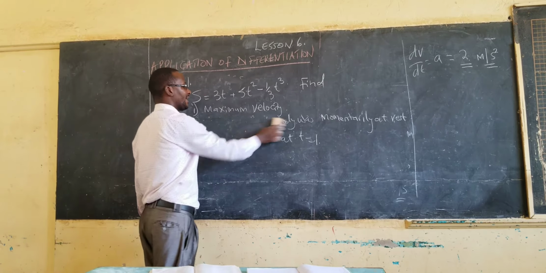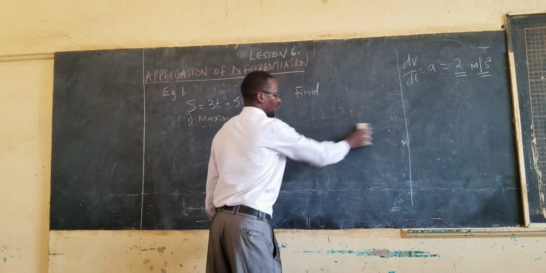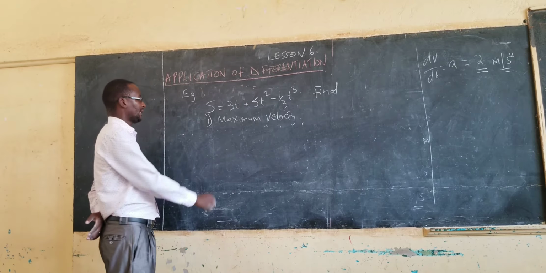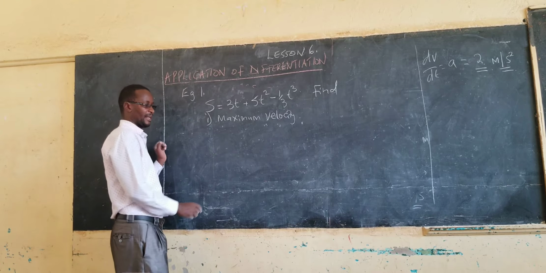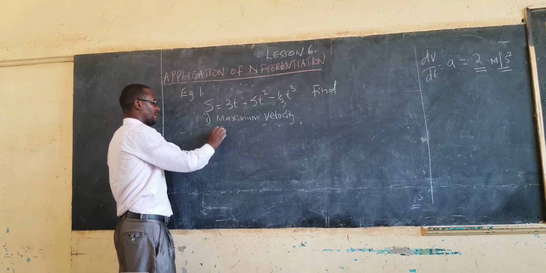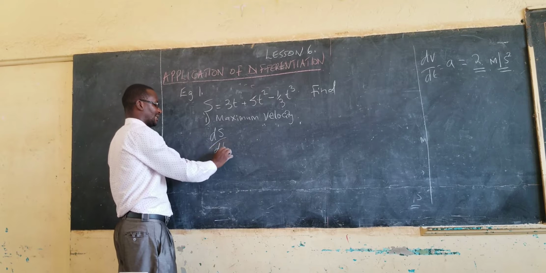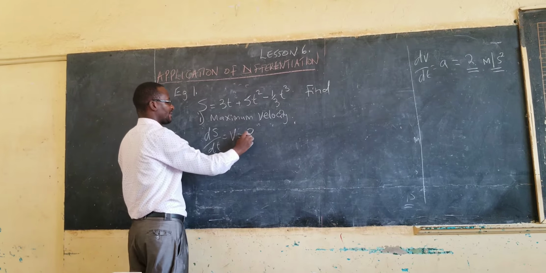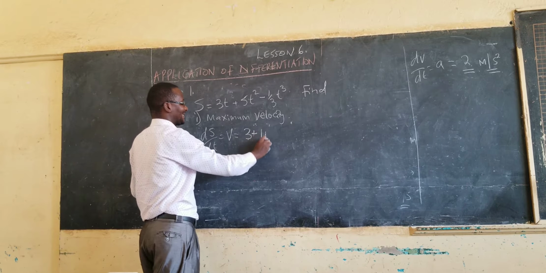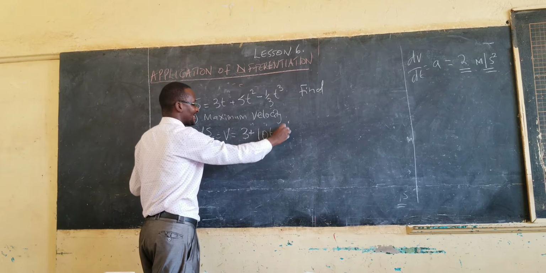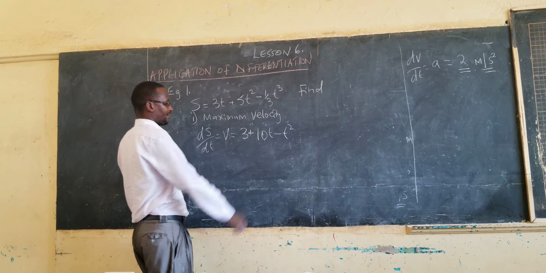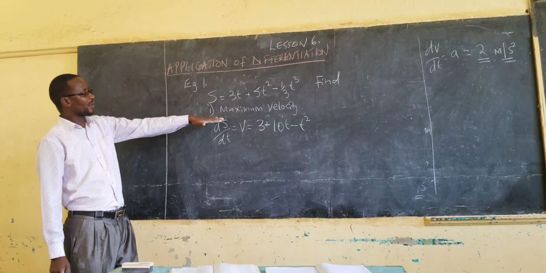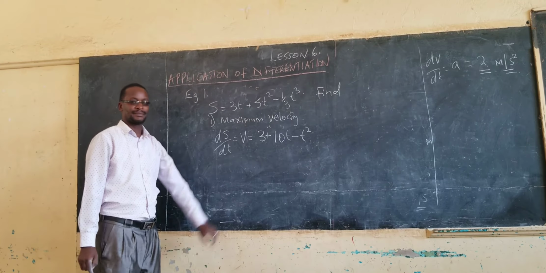We start by finding the maximum velocity. You cannot find the maximum velocity before you find the equation for velocity. And I have the equation for displacement. To get the equation for velocity, I differentiate the equation for displacement. And you differentiate here to get 3 plus 10t minus t squared. That is the equation for velocity.